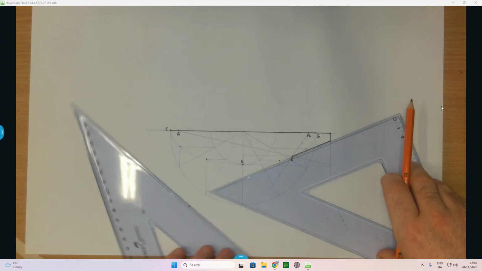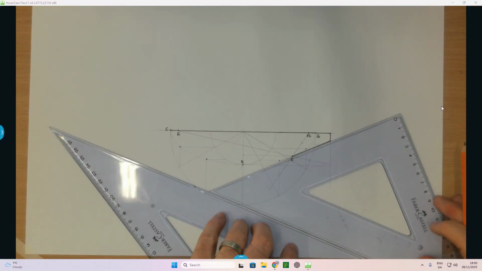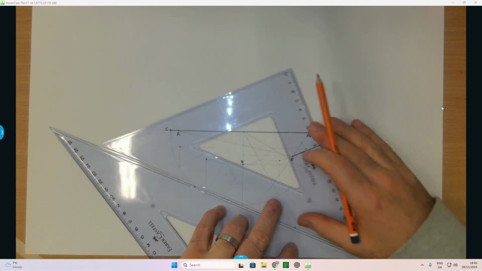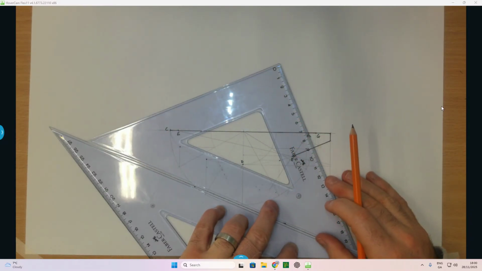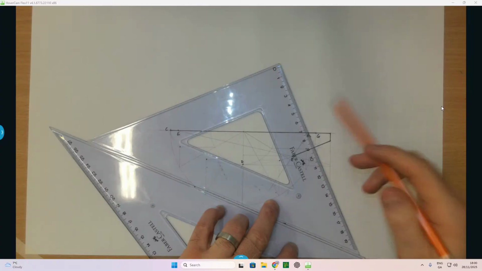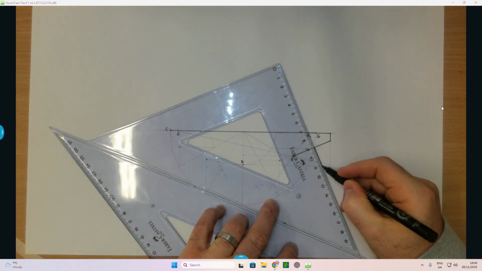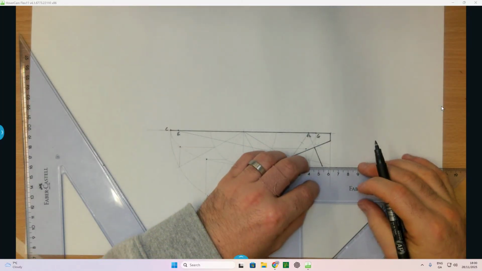If I take the other set square and I put it underneath it, all I want to do is slide it along. So look, I'm going to slide it along until it gets to the other side of the set square, gets to F2. Now I'll bring it down like that. And there we go. And now I can draw in my line.